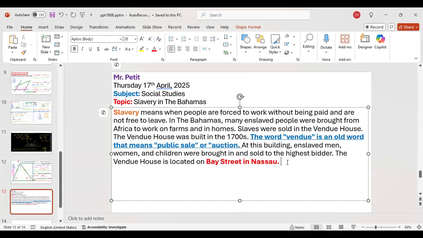It is no longer used for slavery or auctions. Today, the Vendu House is no longer used for slave auctions.